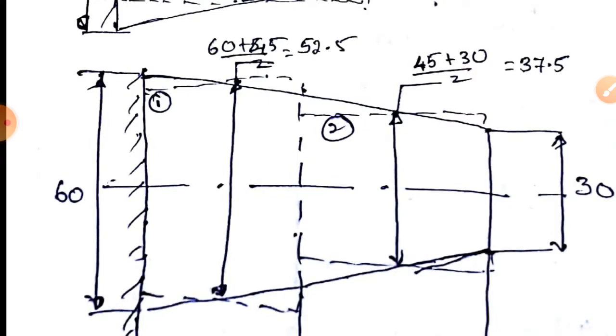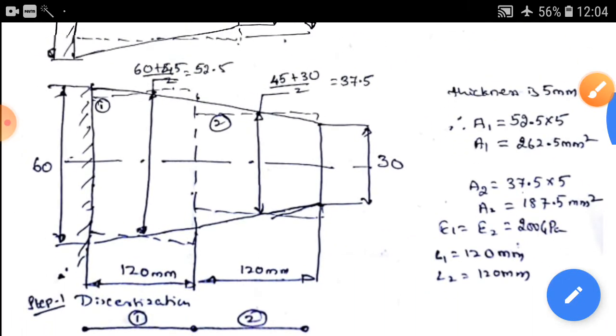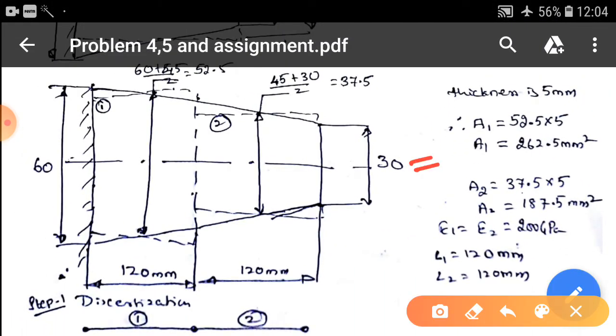We are assuming it as a two-step bar, but the actual case is a tapered bar. We will assume one step with a height of 52.5 and the other with 37.5. If you calculate the area, A1 comes out to be 52.5 multiplied by 5, the thickness, which is 262.5 mm squared. For A2, 37.5, how? 45 plus 30 divided by 2 gives 37.5, and 37.5 into 5 gives the area 187.5 mm squared.